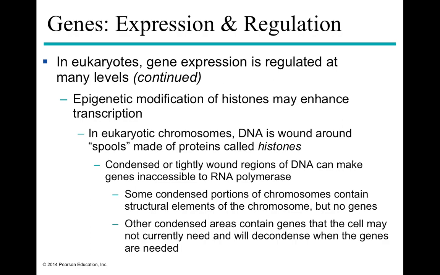translate it. And then we have some portions of the chromosome that are condensed that are mainly just structural and don't contain any genes at all. And so they don't need to be decondensed because we don't need Xeroxes of that part of the recipe book. It's all just title pages, etc. But sometimes we have condensed areas that have genes that the cell might not need currently, but they might need later. So, for example, the desserts that we don't need today, but come Christmas time, we'll be able to unlock that book. So condensed areas can decondense when those genes need to be transcribed.